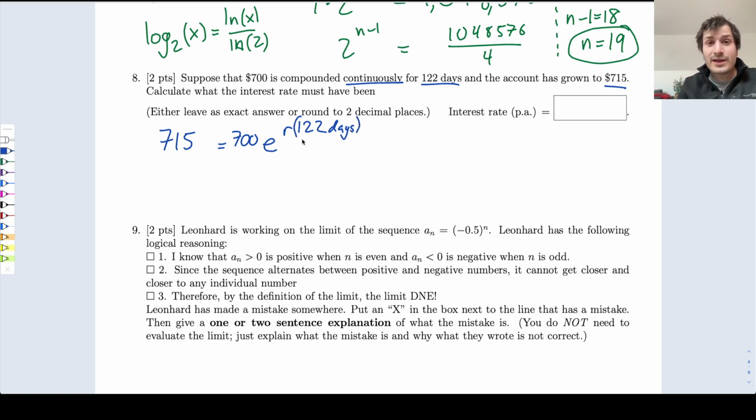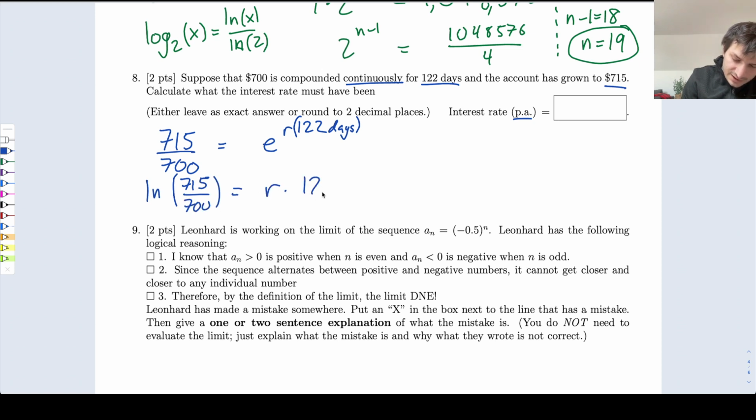And now all we've got to do is rearrange and solve for r. We have to make sure the interest rate is in the units of 1 per year, and then we'll have the answer. So to solve for this, I'm going to move the 700 to the other side. So this becomes 715 over 700. I take the ln of both sides, ln of 715 over 700, and that is going to be r times 122 days. And therefore, r equals 1 over 122 days times the ln of 715 over 700.